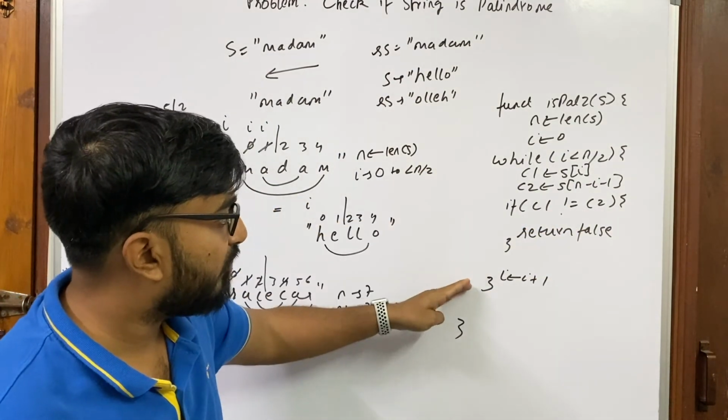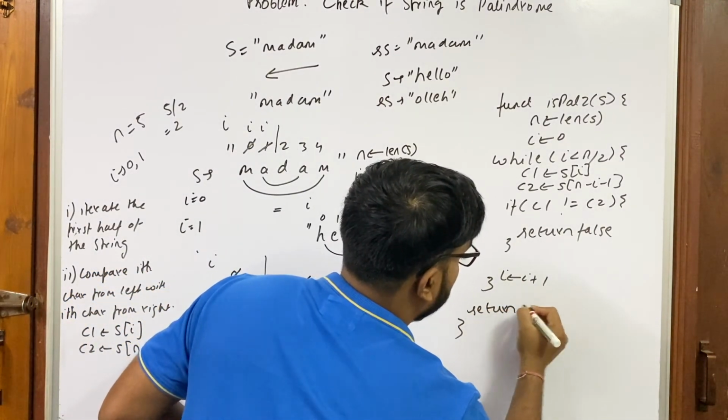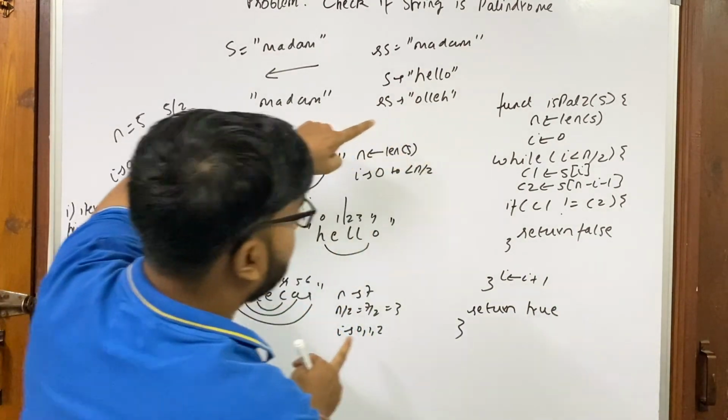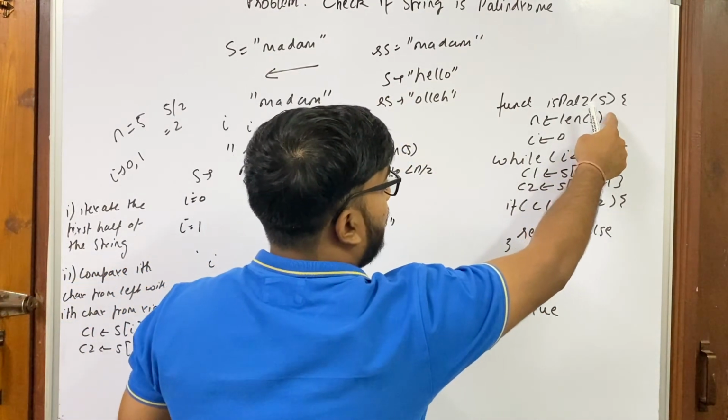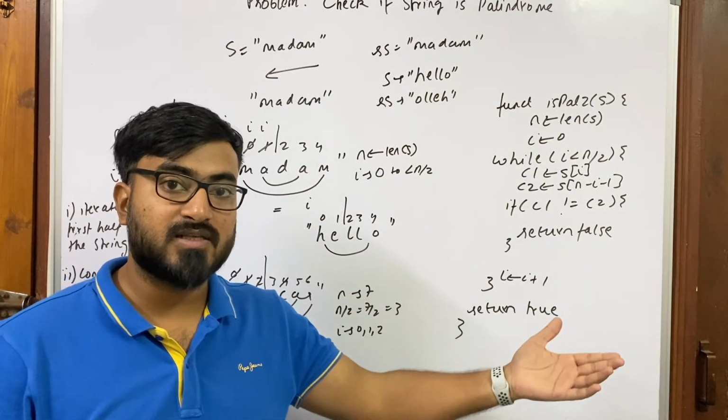And if for any value of I this condition is not true, you finally return true because this is a palindrome. So this is the pseudocode for this method that checks if string s is a palindrome without finding the reverse of the string. So let's move on to implementing this in code now.